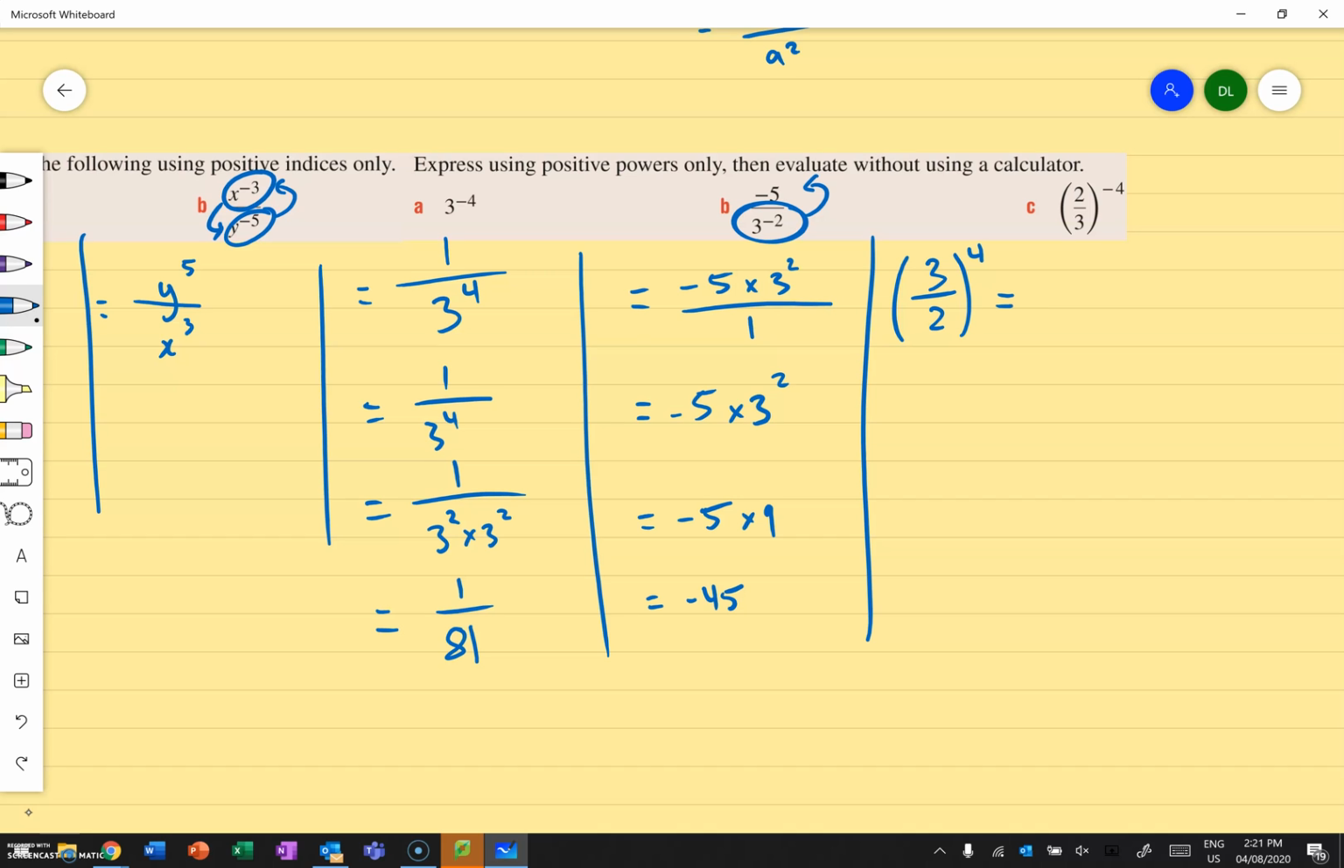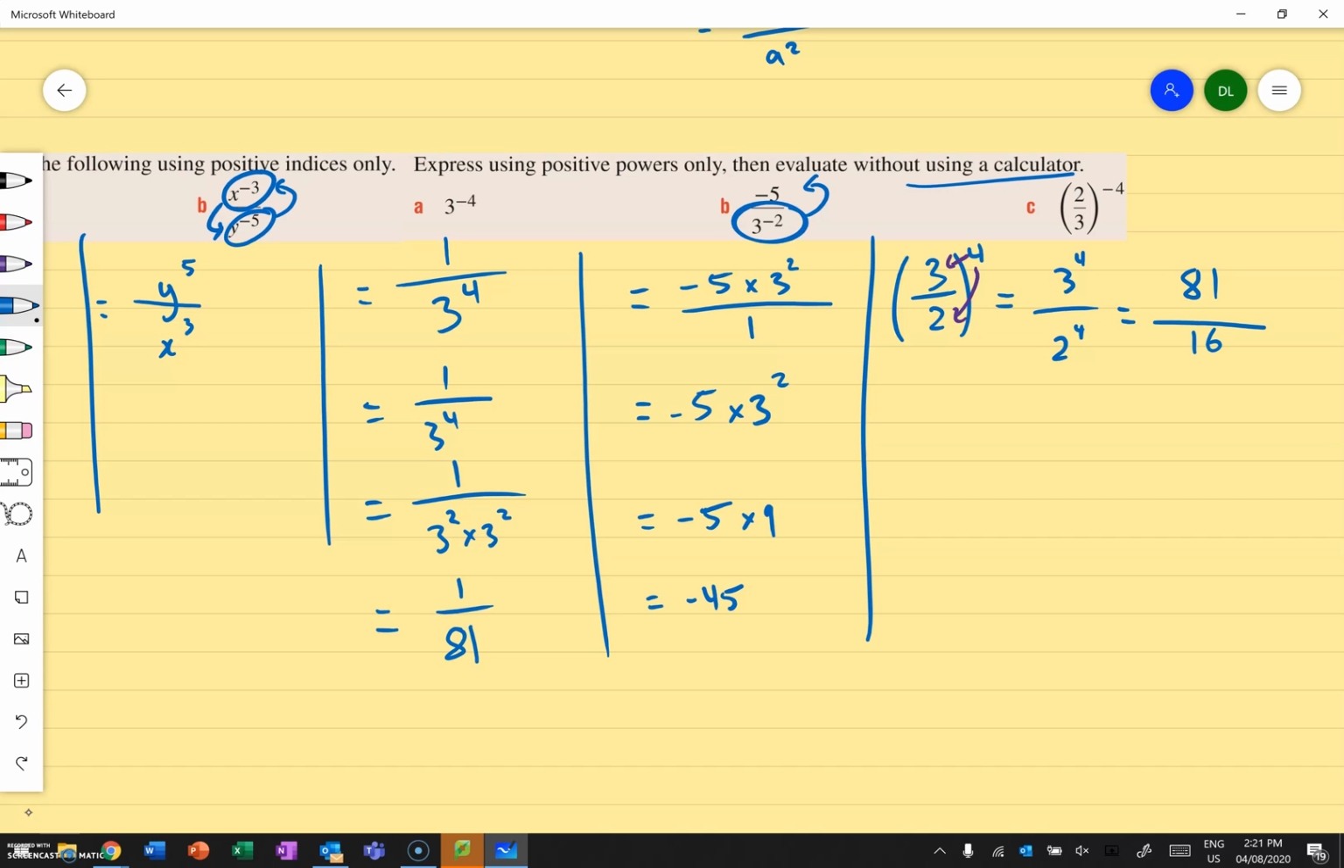From there, using our index laws from the last lesson, I'm going to say that this is 3 to the power of 4 over 2 to the power of 4. So this one works for both the denominator and the numerator. So from there, I know that 3 to the power of 4, we just worked it out before over here. 3 to the power of 4 is 81. And 2 to the power of 4, which is 2 times 2, times 2 times 2, which is 4 times 4 is 16. So my final answer would be 81 over 16.